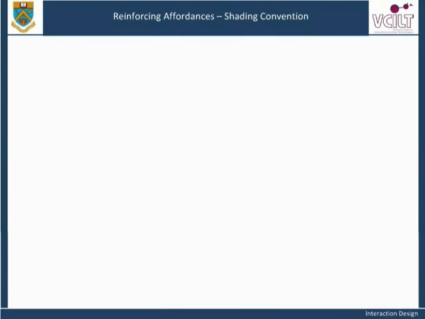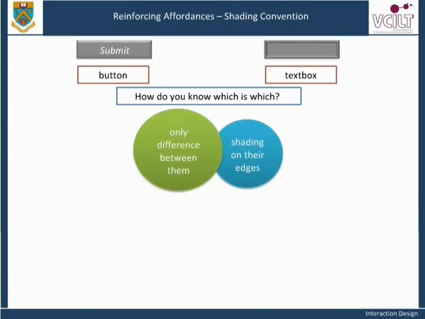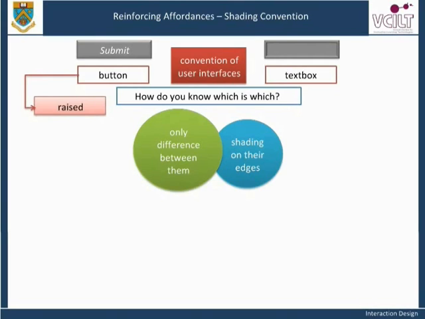Look at the two graphics. One is a button, and the other is a text box. How do you know which is which? The one on the left is the button, the one on the right is the text box. The only difference between them is the shading on their edges. In the convention of user interfaces, buttons are raised and text boxes are recessed.